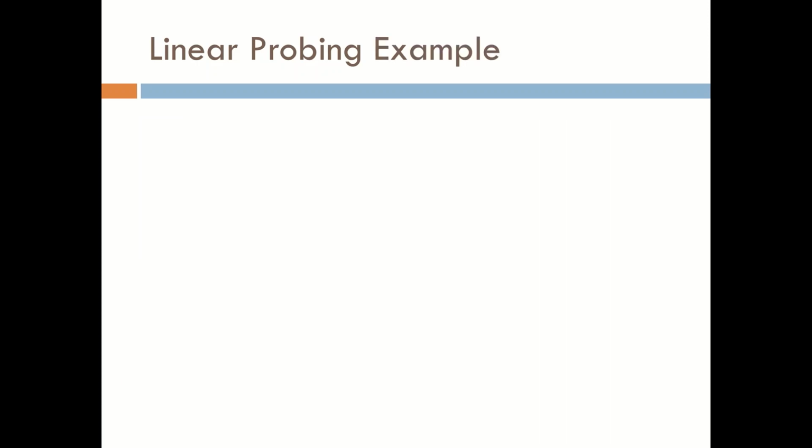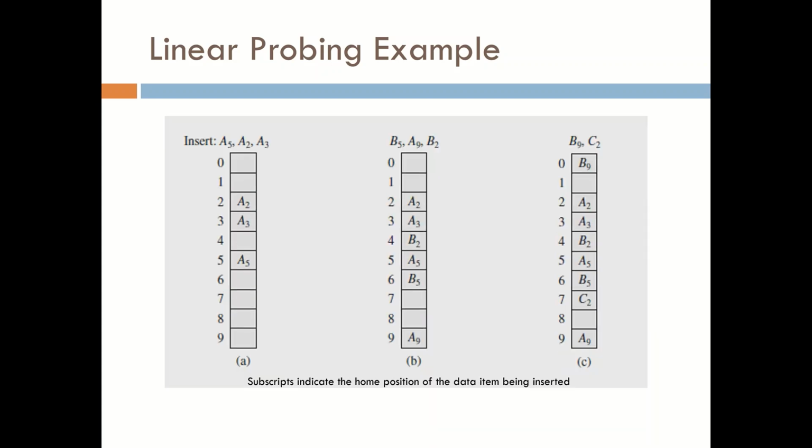So let's take a look at a probing example. Again, this is a linear probing example, right out of your textbook. We have these particular data values, and we're just going to assume that the subscript indicates where the home position is. The home position is simply taking that data item and feeding it to the hash function, whatever first value it returns, where it would like to store that data item.